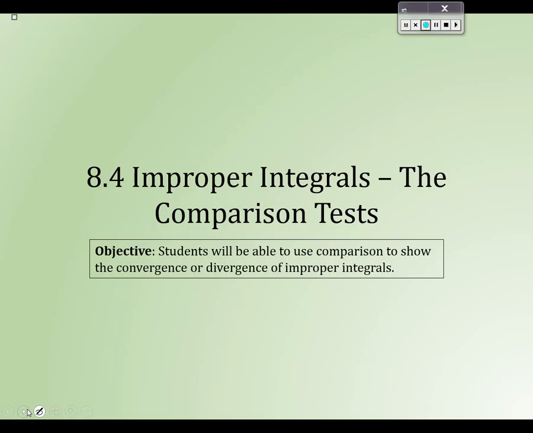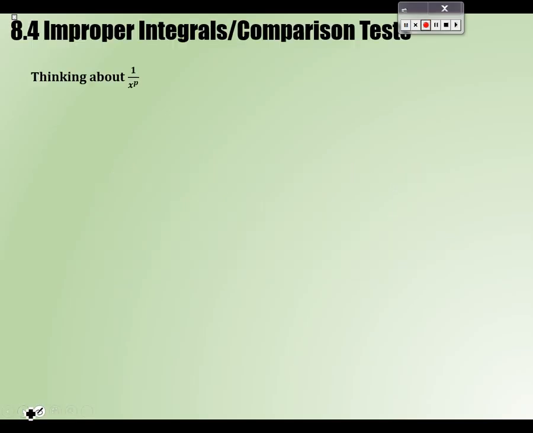We've been talking about improper integrals, and today we want to keep going on that and look at some improper integrals that we can't evaluate, but we can still say whether they converge or diverge. So we'll use things called comparison tests to do that work for us, to formalize this idea.